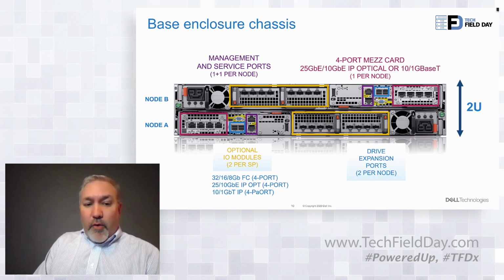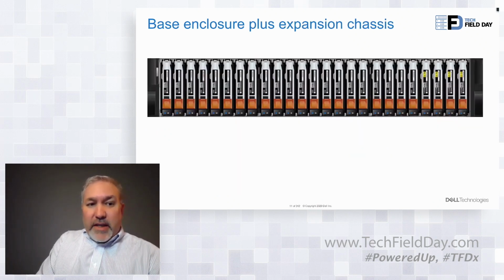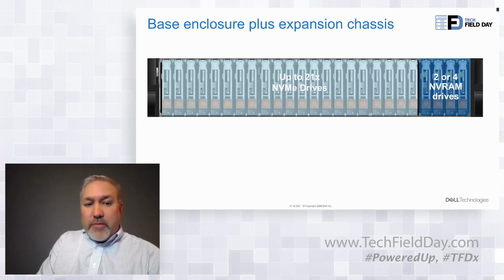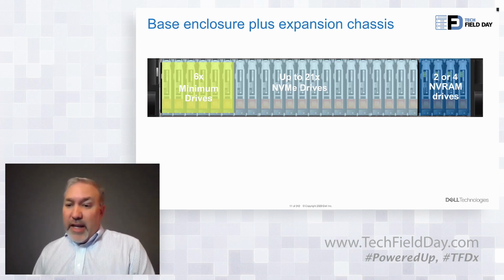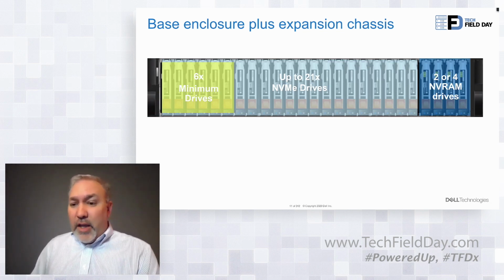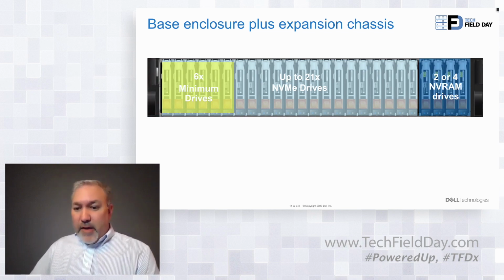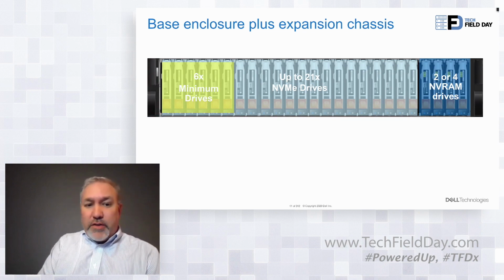To a PowerStore array. Going back, we just talked about the base enclosure, and that base enclosure supporting up to 21 devices. We have the 4 NVRAM devices, up to 21 NVMe devices, and then we start with a minimum of 6. So in any PowerStore configuration, we require a minimum of 6 flash devices. Once we hit the minimum of 6, we can now do incremental adds of 1, right? So a customer can just add a single drive and scale that up, adding capacity in as small or as large increments as they want.